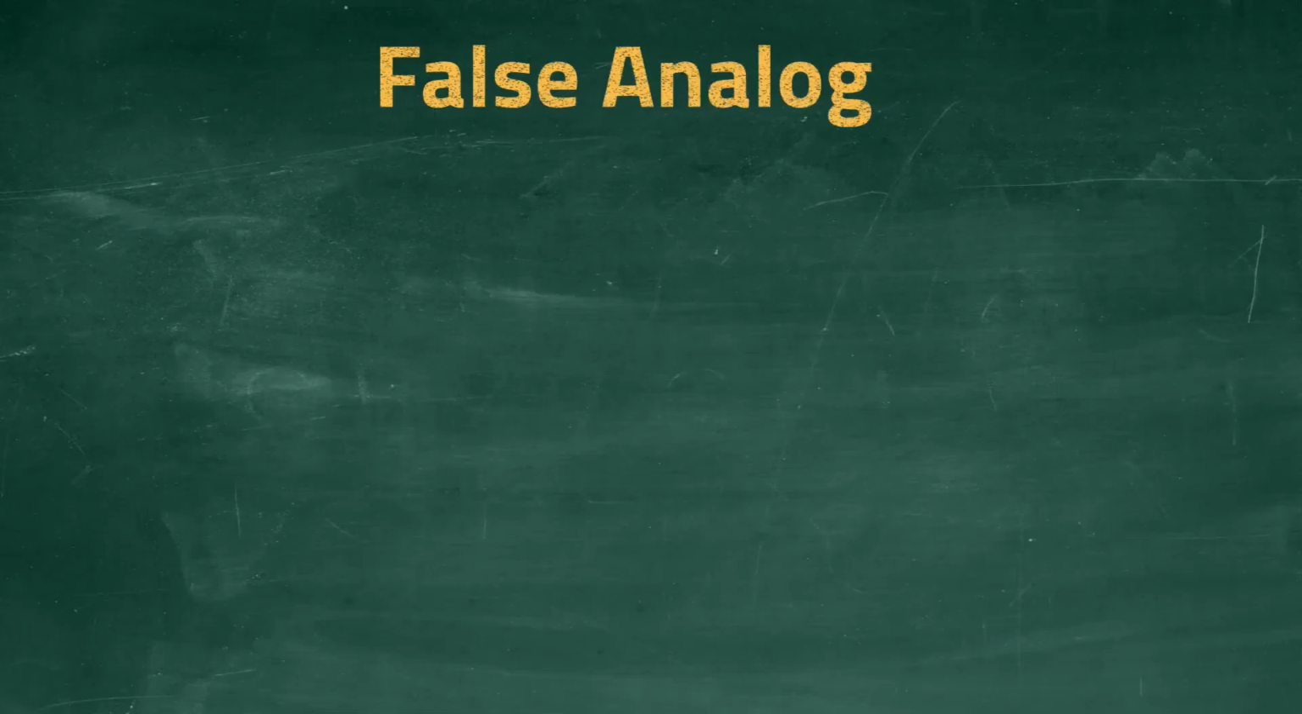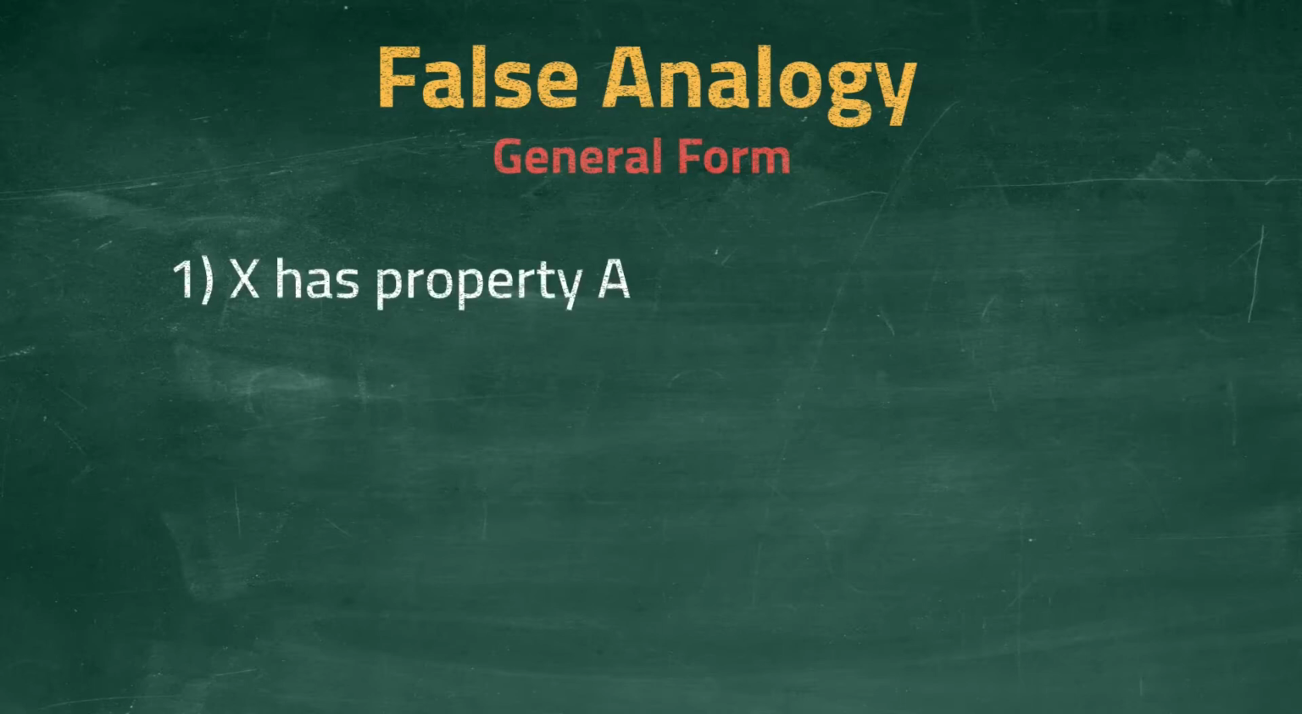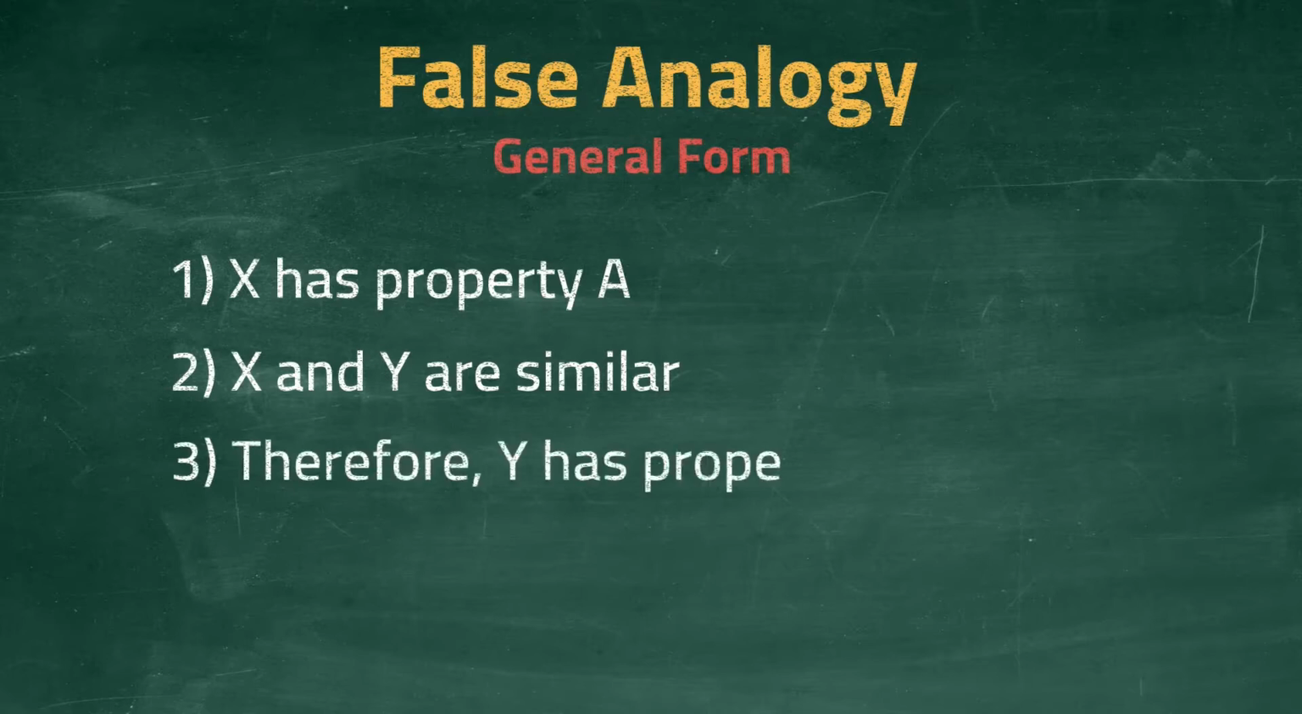The false analogy or weak analogy is a type of logical fallacy that uses an analogy to lead to a conclusion. It normally begins with something familiar, introduces something unfamiliar, and forms a conclusion by linking the two. The general form is as follows. X has property A. X and Y are similar, therefore Y has property A.